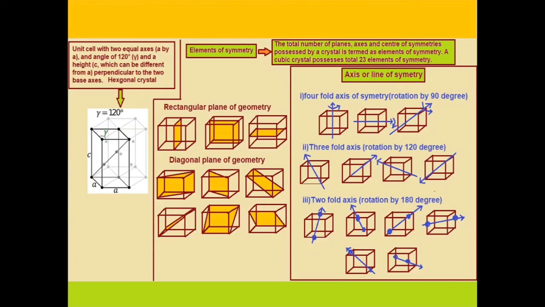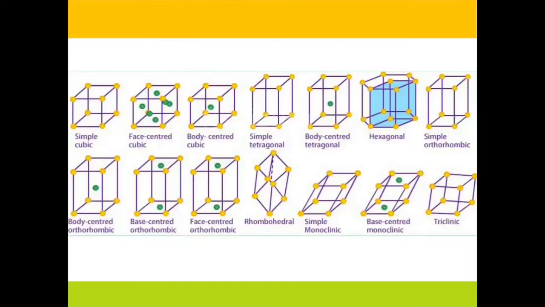Now in the rightmost column, axis or line of symmetry is given. 4-fold axis of symmetry, rotation by 90 degrees. You are observing those 3 diagrams. And 3-fold axis, rotation by 120 degrees. You are observing in the diagram. And 2-fold axis, that is rotation by 180 degrees. All the structures are shown in this diagram.